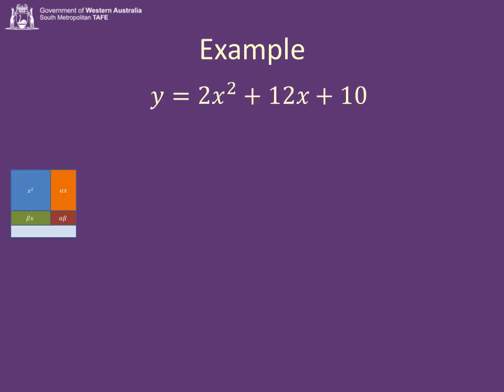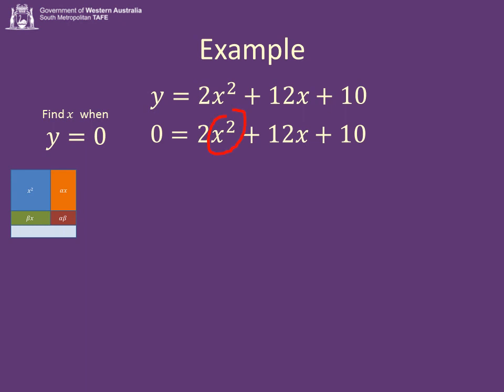Here's my equation I've been working on. y equals 2x squared plus 12x plus 10. I want to find x when y equals 0, so I make y equals 0. I want the x squared all by itself so that I can turn this into a perfect square, so I've got to get rid of that 2 too. So easy. Divide the whole equation through by 2. So 0 equals x squared plus 6x plus 5.